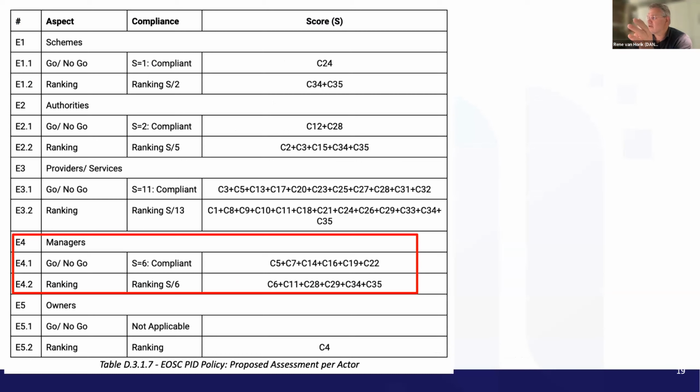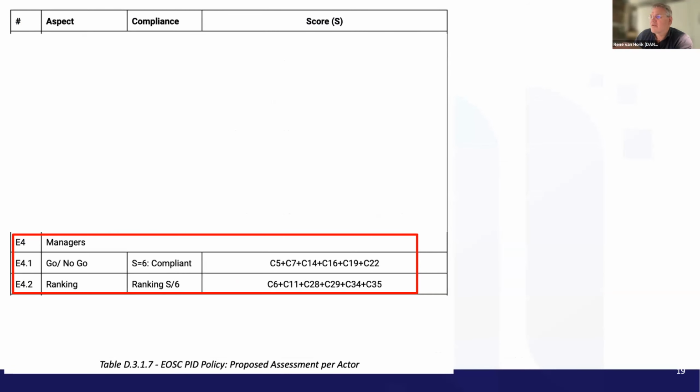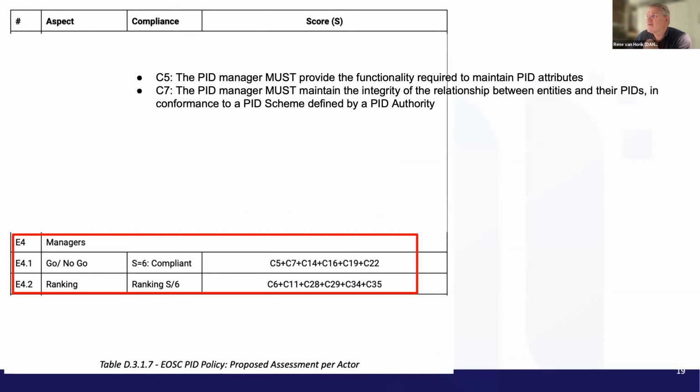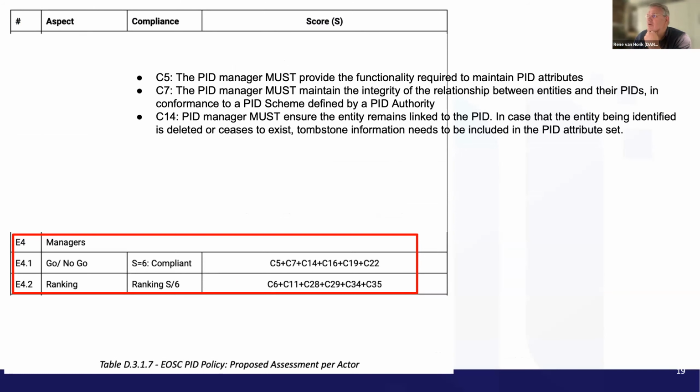And to finish this exercise, you're all curious, which are these 6 criteria? Well, here they are. Criteria 5 is the PID manager must provide functionality required to maintain PID attributes. The PID manager must maintain the integrity of the relationship between entities and their PIDs in conformance to a PID scheme defined by a PID authority. That's 7, and then we go. Criteria 14, a PID manager must ensure the entity remains linked to the PID.